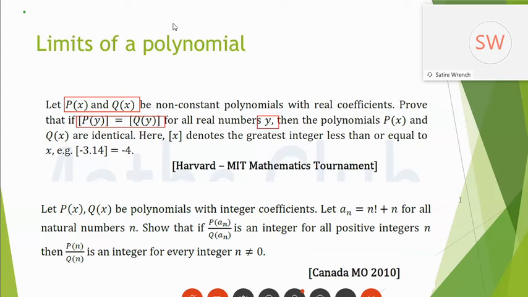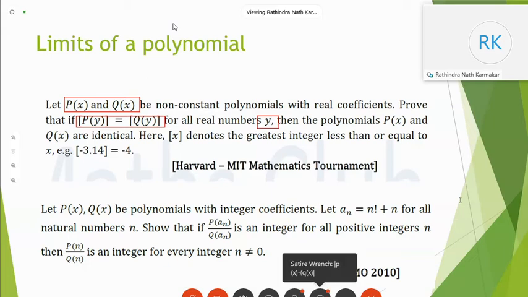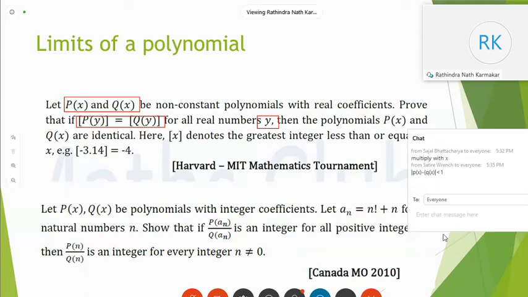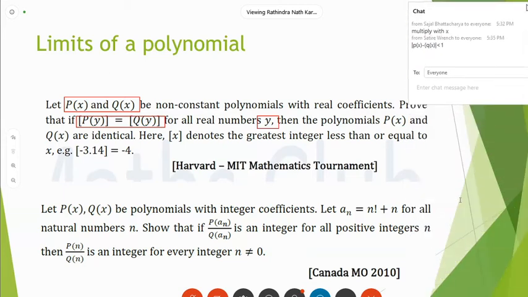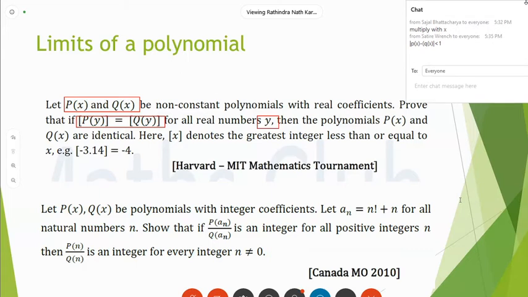So you can say that the absolute difference is bounded between 0 and 1 because the fractional part is always between 0 and 1. So p of x minus q of x is equal to the fractional part of p of x minus the fractional part of q of x, whose magnitude is bounded between 0 and 1. So what do you conclude about p of x minus q of x?